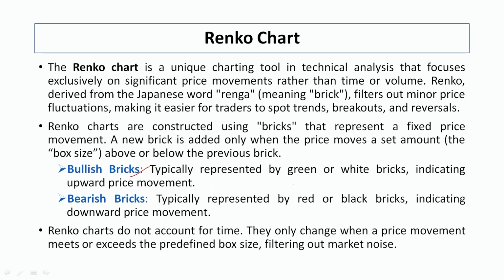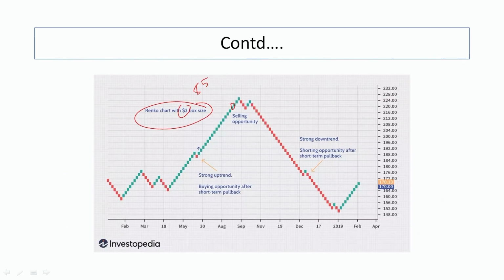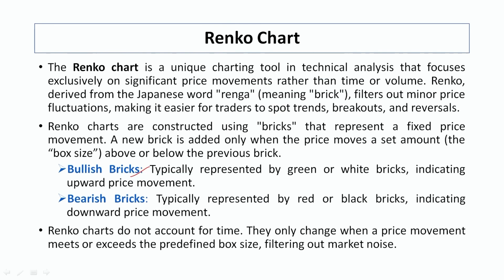Renko charts are typically represented by green or white bricks indicating upward movement, and bearish red or black bricks showing downward movement. Here we can see these are the red bricks which are showing a downtrend, and this is the uptrend bricks which is showing uptrend. Renko charts do not account for time, unlike a candlestick which covers minute to minute data. Renko charts don't cover minute to minute data.